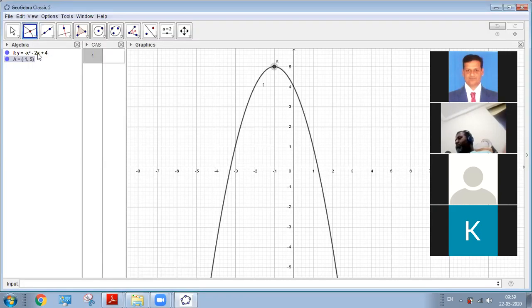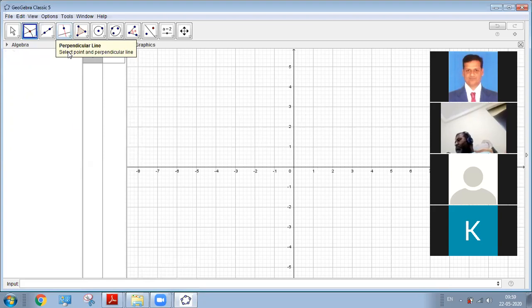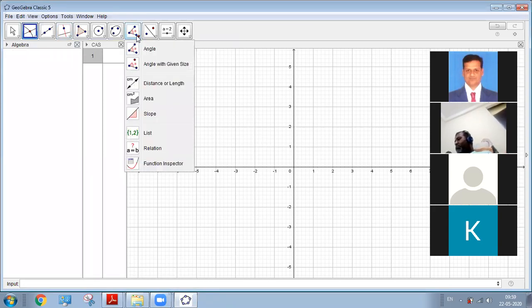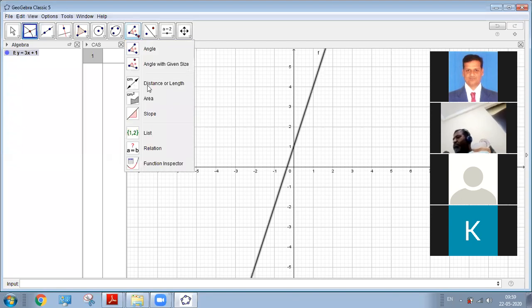Next, we will discuss how to find the slope of a straight line. For example, y equal to 3x plus 1. So y equal to 3x plus 1 is a straight line. What is the slope of this straight line? That you can find using this command. Just go to this angle icon. Here you can find slope.